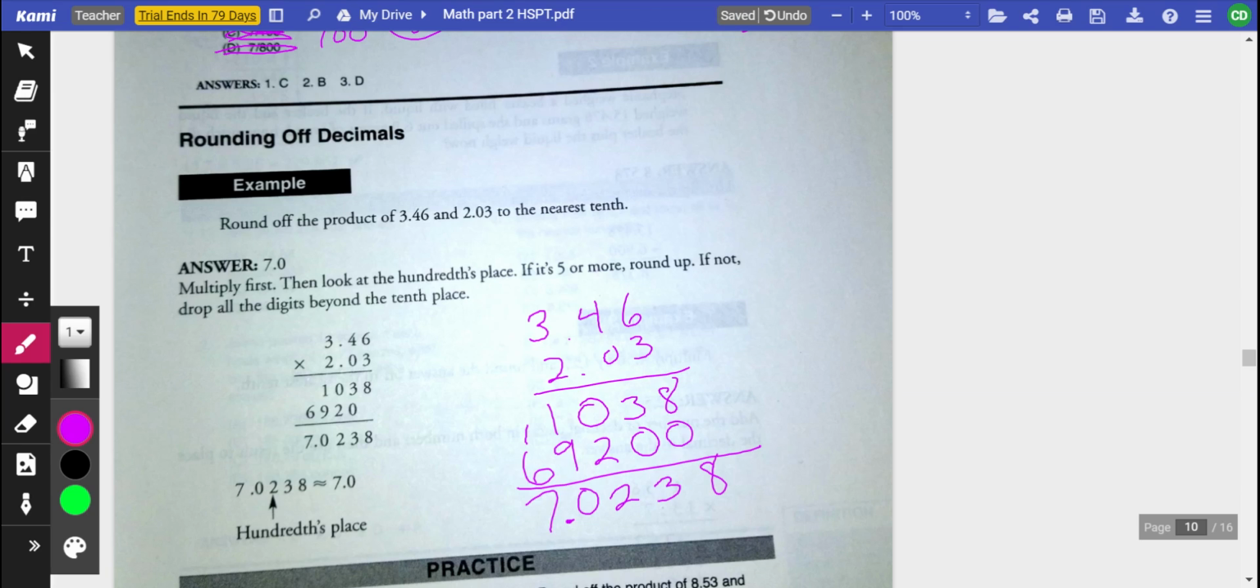Then they ask us to round to the, what? Where'd they say? Oh, to the nearest 10th. Here it is. So we're going to round to the nearest 10th. I look at my 10th place. There's nothing there.